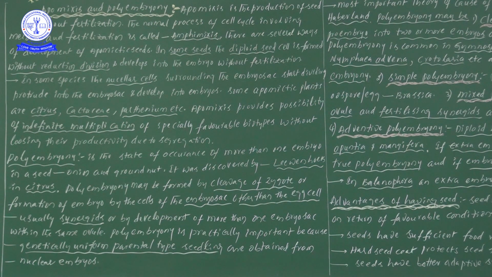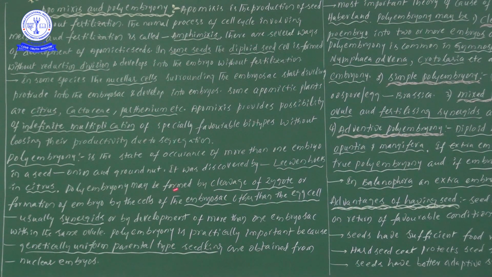Suppose so many embryo sacs are there. Again, what cells are present in those embryo sacs? Synergids, antipodals, and the remaining cells except the egg cell will all be involved in the development of a polyembryonic condition in one seed. Why? Because the same ovule, after fertilization, is converted into a seed. That's why I have used the term seed.